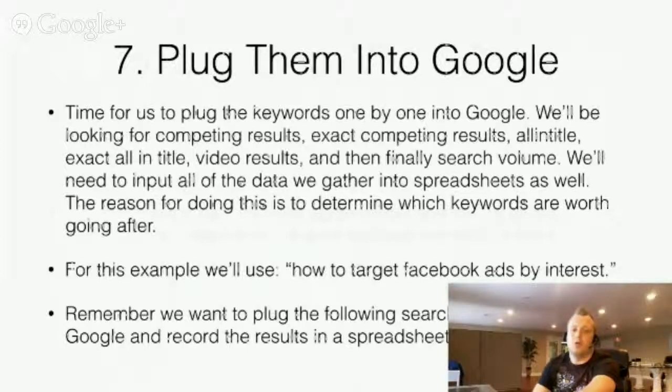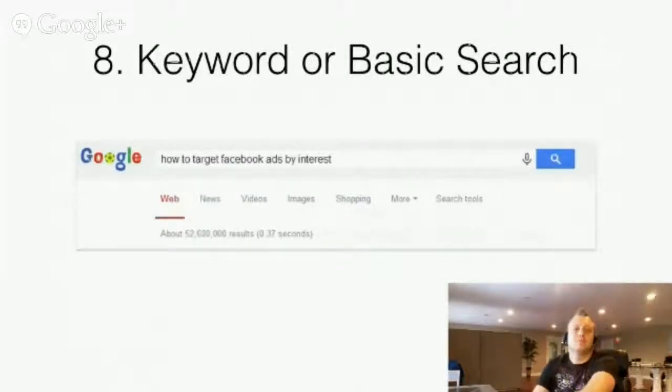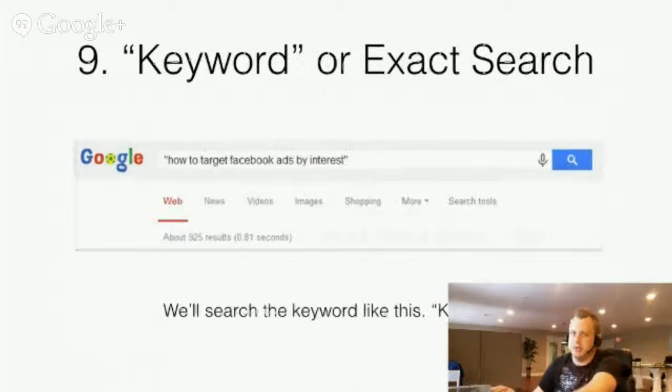Remember, we want to plug the following searches below into Google and record the results in a spreadsheet. So keyword or basic search. You're just going to type the actual keyword in there, and what you want to grab is how many results. So it says 52,600,000 results. That's what we want to put into our Excel spreadsheet.